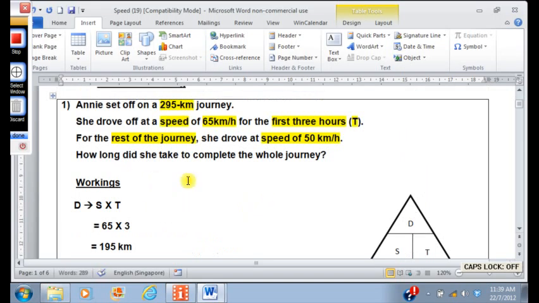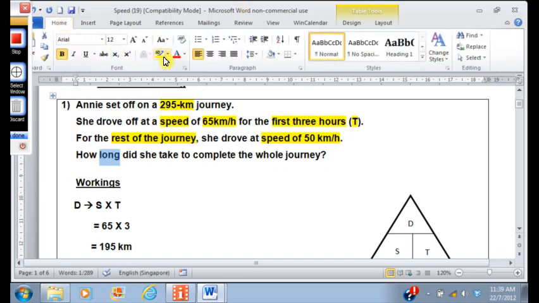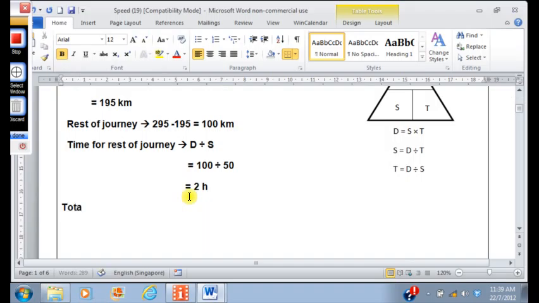So before that, let's go and highlight how long. Okay, long, you got to go and highlight. Long, they're asking for time to complete. Yes, complete whole journey. Whole journey means the total, which means we are told to find the total time. Now the total time will be, she took 3 hours for the first part of the journey and she took 2 hours for the second part of the journey. Thus we have a total of 5 hours.